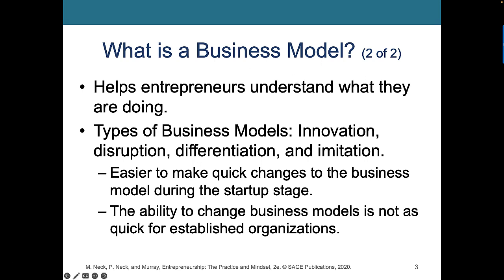Differentiation, right? Fulfilling unmet needs of customers using an existing product or service. And finally, the imitation business model should really be avoided. Don't use imitation. Basically, you're just copying someone else and putting a different name on it. You'll get in big trouble. So, focus on innovation, disruption, and differentiation, right?